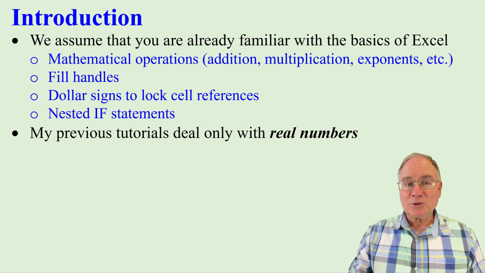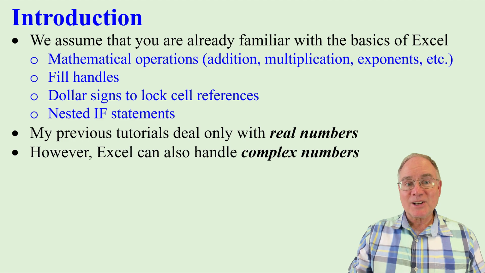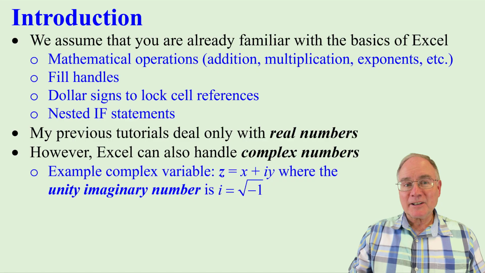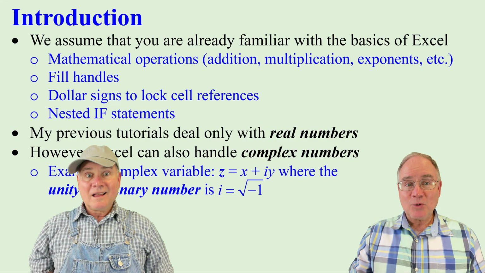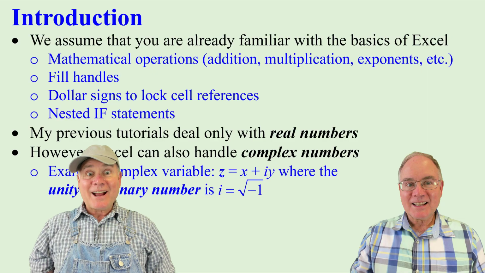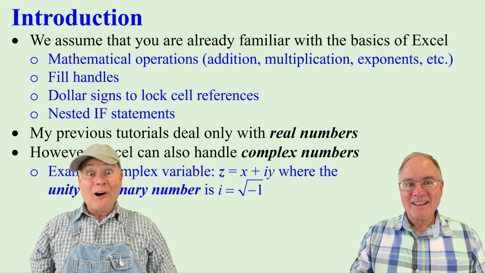But my previous tutorials deal only with real numbers. But it turns out that Excel can also handle complex numbers. A typical complex variable is z equal x plus iy, where the unit imaginary number i is defined as the square root of -1.